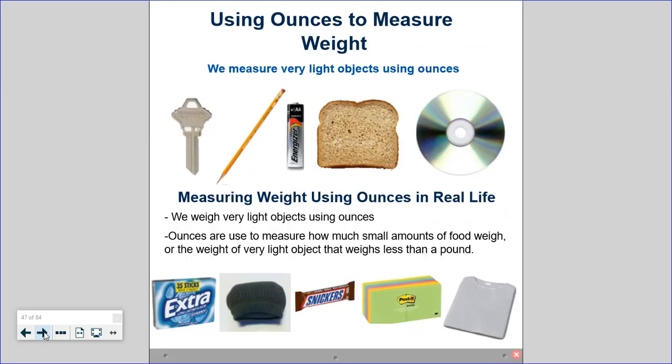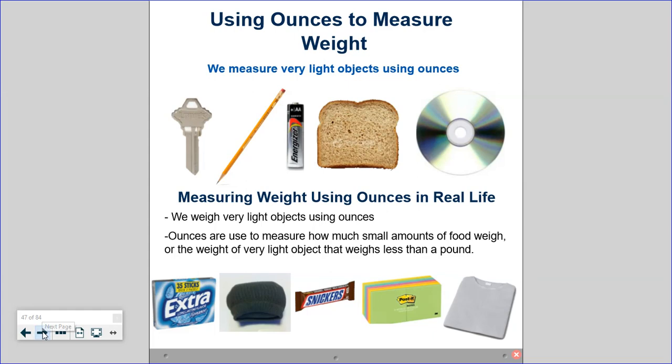Okay, so let's talk about how we use these ounces. We measure very light objects using ounces. So a key, a pencil, a battery, a slice of bread, a CD or a DVD. Those are about an ounce. So we would use ounces to measure it. So things like this, we would use ounces as our unit of measure because they don't quite weigh a pound. So anything that weighs less than a pound, we're going to use ounces in order to measure it.